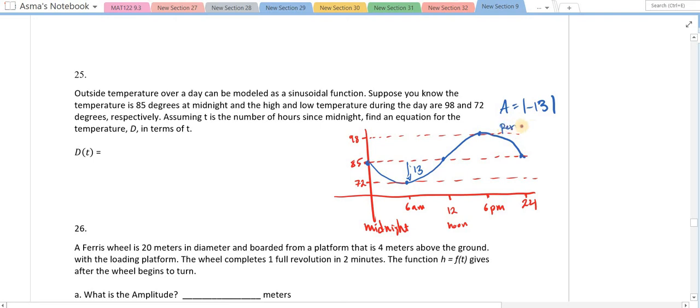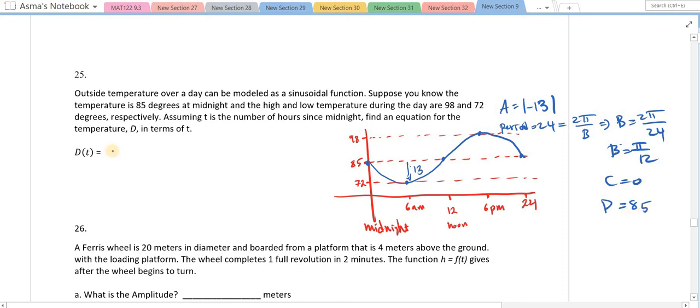So the period is 24 hours, which is equal to 2 pi over b. And from that I can find b is equal to 2 pi over 24, which gives me b is equal to pi over 12. Now C is 0 because the function clearly didn't move to the right or to the left, but there is a distance that the function moved up. It moved up, which is d. It moved up 85 units. So d is equal to 85.